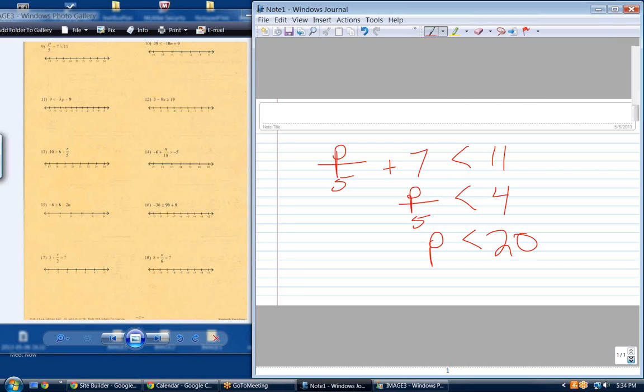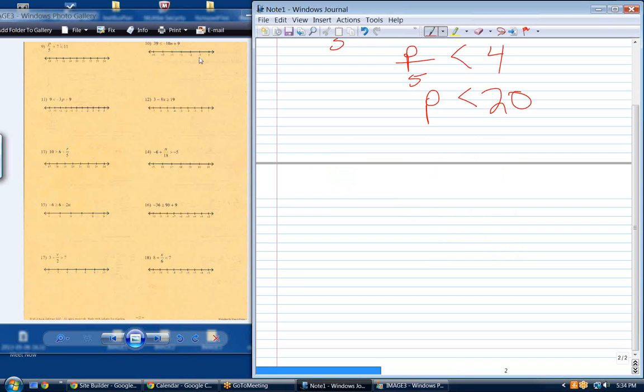Let's do number 10. Read the second line on number 10. All right, let me just write this down. Okay, so you would do 39 minus 9 on both sides, which is 30. And then it would be 30 is greater than or equal to negative 10n. Less than or equal? You said greater than? I said 30 is less than or equal to negative 10n.